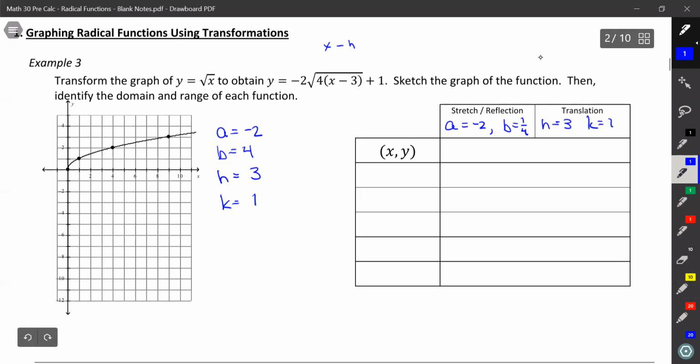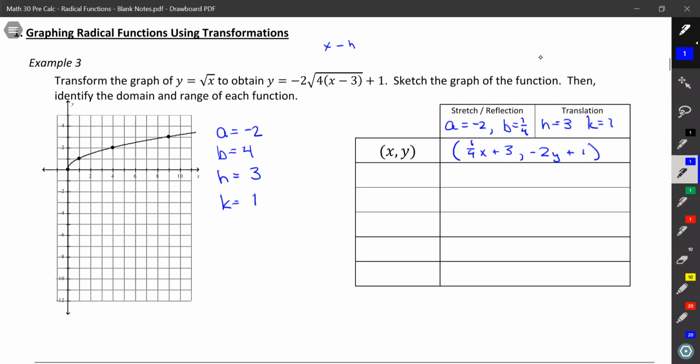So now let's put that into our mapping. So we need to map this. So the horizontal ones go with x. That's the b and the h. Those are the horizontal ones. So we are going to have 1 over 4x plus 3. And the vertical are the a and the k. And we'll have negative 2y plus 1. So now that's our mapping.